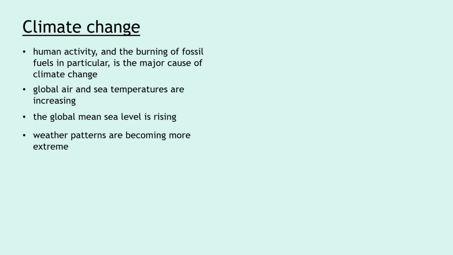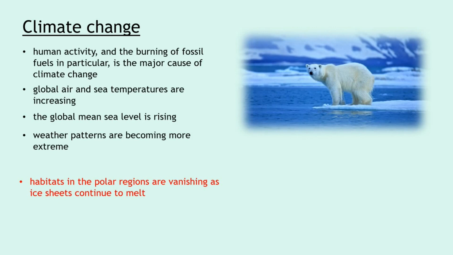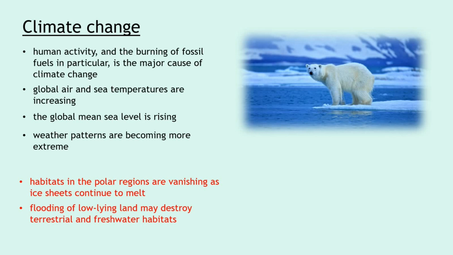Well, first of all, if we consider the habitats in polar regions, many animals like polar bears, for example, rely on these polar ice sheets, and they, of course, are going to melt if temperatures are increasing. The melting of ice causes sea levels to rise, and that means that any low-lying land near the sea can be easily flooded. That can also destroy terrestrial habitats. The other thing that you need to consider is that seawater is of course salty, and if that then flows upwards into rivers, it goes upstream, then freshwater habitats will also be lost.